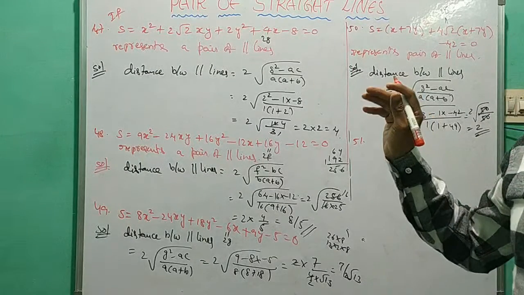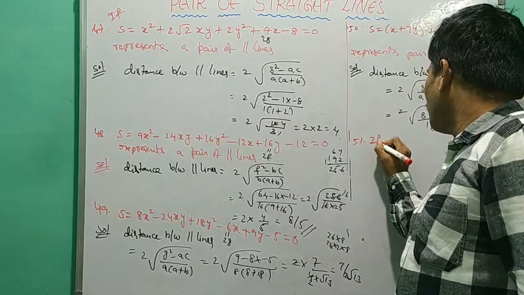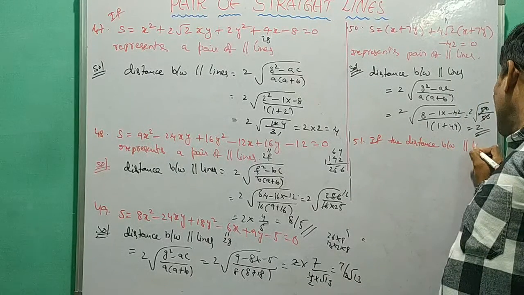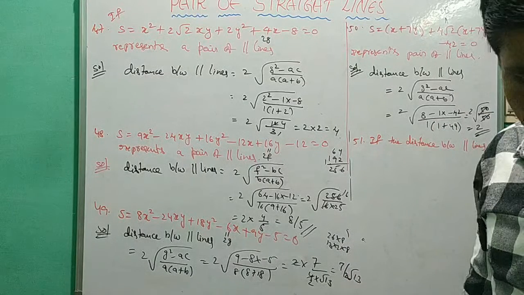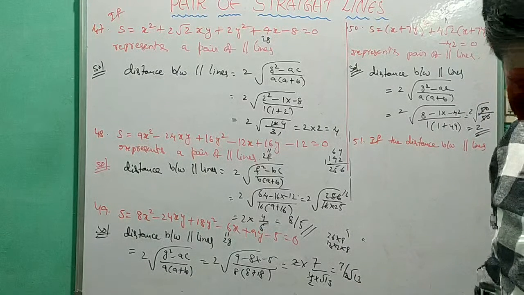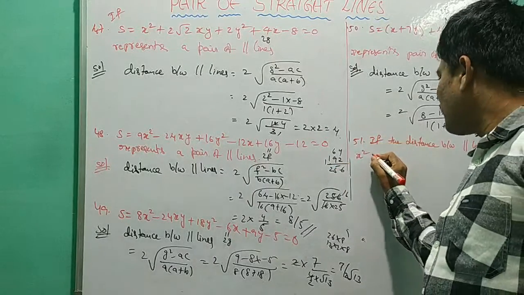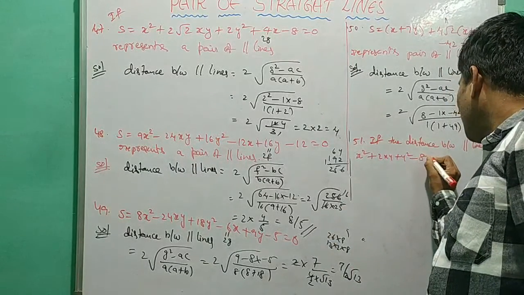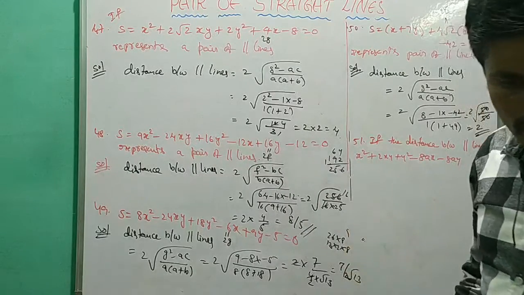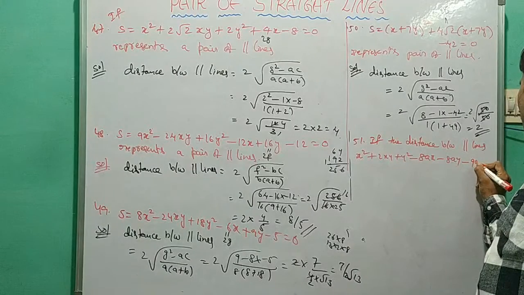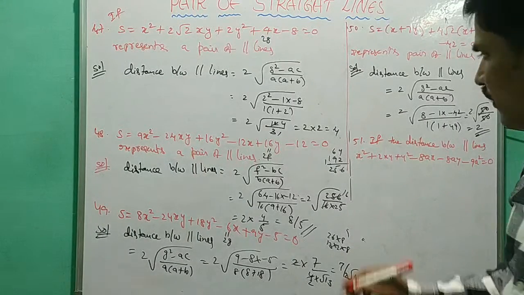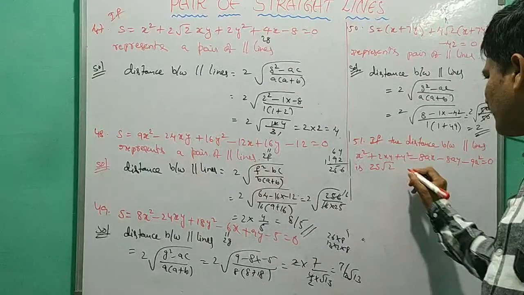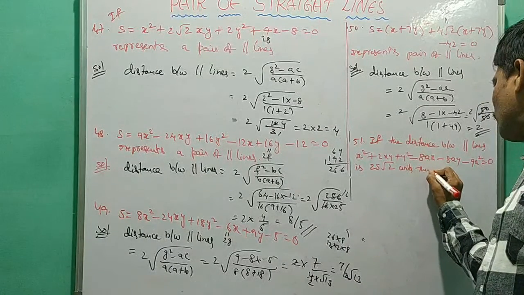Here also given the distance between parallel lines, x square plus 2xy plus y square minus 8ax minus 8ay minus 9a square equal to 0, is 25 root 2 units. Then to find the value of a.